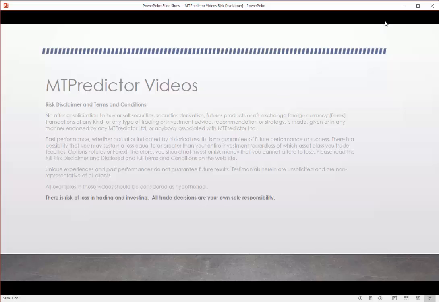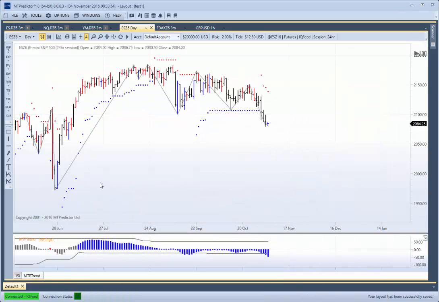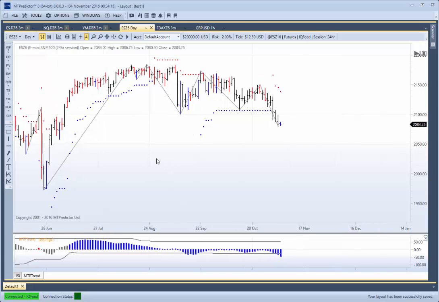Right, let's have a look at some longer term charts in today's MTPredictor video. I don't tend to do this very often, but I think the markets, in particular the US markets, are coming to a very interesting position, particularly on the lead up into the election next week. Today is Friday the 4th of November. So let's look at a day chart of the December ES.